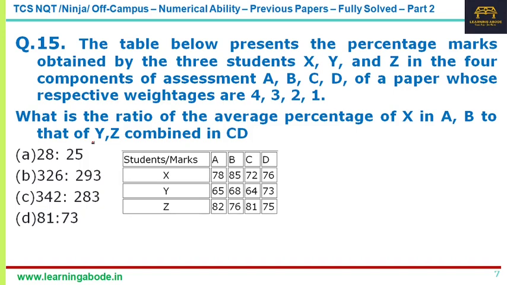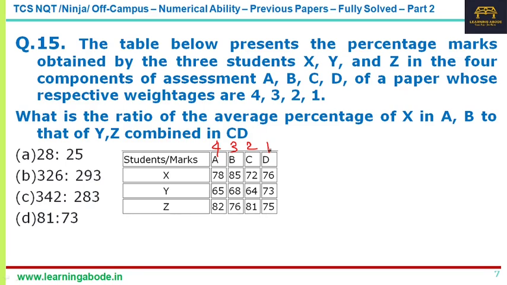So in the data, you have 3 students X, Y, Z and their marks are given: 78, 80. Very importantly, please read: they say that the percentage marks obtained by the 3 students X, Y, Z in the 4 components of assessment A, B, C, D of a paper have respective weightages 4, 3, 2, 1. So they are not equal. It is like you have a theory paper whose weightage is 4 credits, another theory paper whose weightage is 3 credits, a lab paper probably with 2 credits, and another co-curricular or compulsory paper which is 1 credit, and so on.